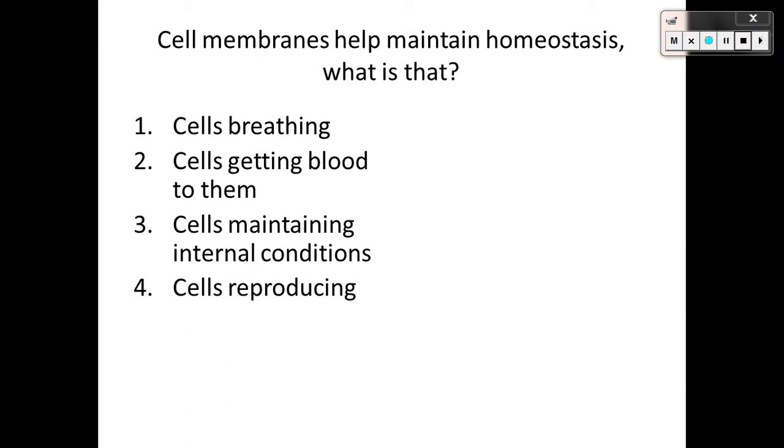Now, cell membranes, we say they help to maintain homeostasis, but what exactly is homeostasis? So is it cell breathing, is it cells getting blood to them, cells maintaining internal conditions, or cells reproducing? Those of you watching this at home, give yourselves a few minutes to think about it. Okay, cells are maintaining internal conditions. We say when cells maintain internal conditions, they are in homeostasis. So that's almost the direct definition of what homeostasis is, just maintenance of internal conditions.